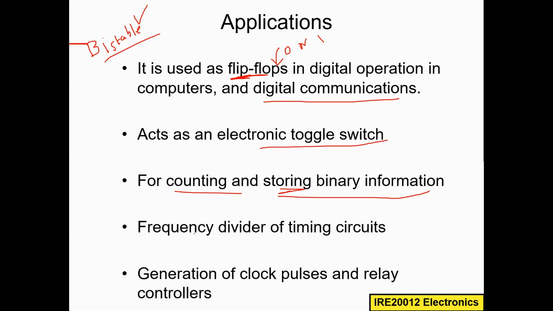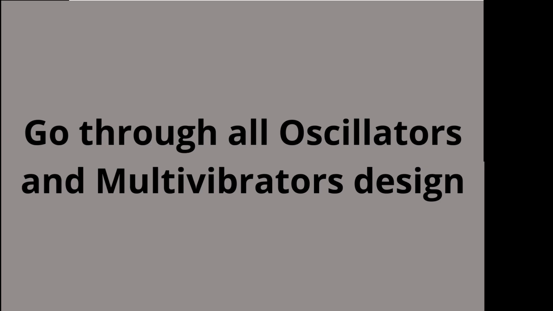You can also use this in frequency dividers of timing circuits, and also to generate clock pulses and clock pulses for relay controllers. Bistable multivibrators are used in many different applications. Depending upon where you are going to use it, you have to select the correct multivibrator, either astable, monostable or bistable. Please try to go through the oscillators and multivibrators lectures, and this is easy to understand when you look at it fresh instead of after some time.